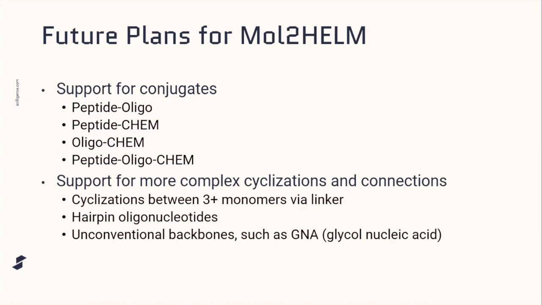Additionally, we want to support more complex and rare cases. So things like having cyclization between 3 different monomers via a linker, where your linker is connected to each of those 3 monomers, holding the whole structure together. We're looking to support hairpin oligonucleotides, where the middle of the sequence wraps around and forms a hairpin. As well as unconventional oligonucleotide backbones, for example, glycol nucleic acid, which is drastically different from a ribose backbone and thus needs to be identified differently in the algorithm.